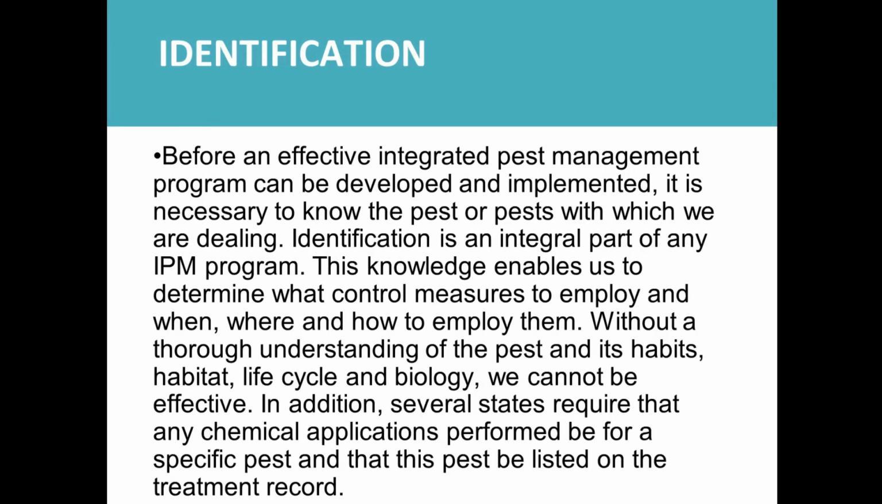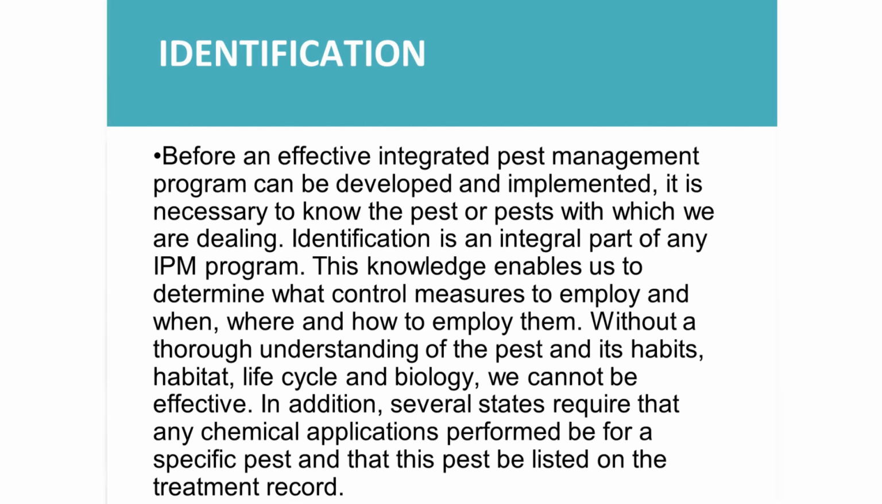Identification. Before an effective integrated pest management program can be developed and implemented, it is necessary to know the pest or pests with which we are dealing. Identification is an integral part of any IPM program. The knowledge enables us to determine what control measures to employ and when, where, and how to employ them. Without a thorough understanding of the pest and its habits, habitat, life cycle, and biology, we cannot be effective.